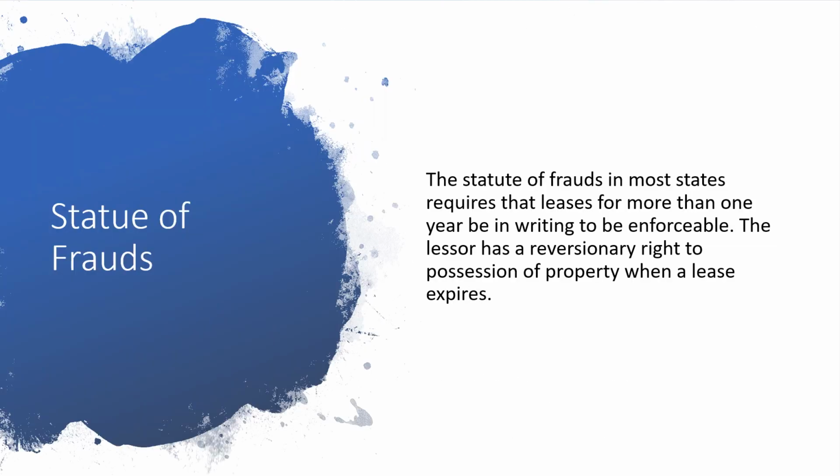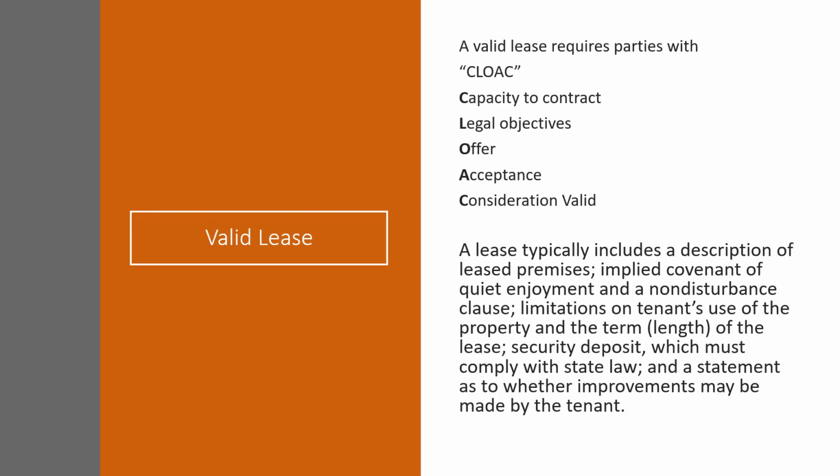The statute of frauds in most states requires that leases for more than 1 year be in writing to be enforceable. The lessor has a reversionary right to possession of the property when a lease expires. A valid lease requires parties with the capacity to contract, legal objectives, offer, acceptance, and valid consideration. You can remember it by the acronym COLAC.